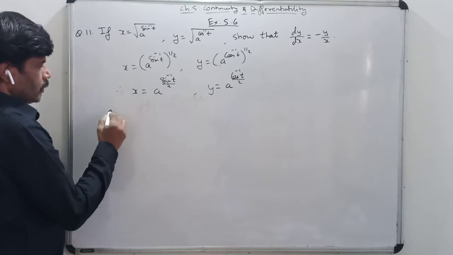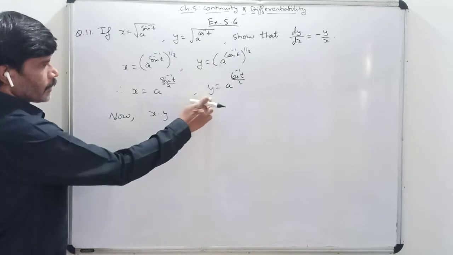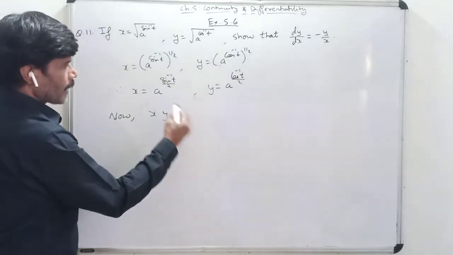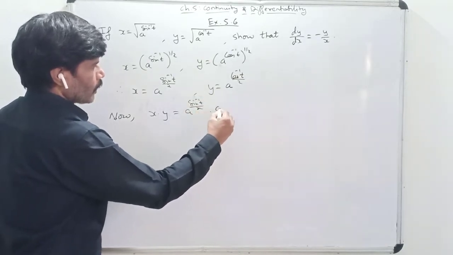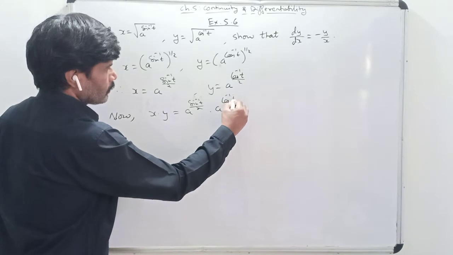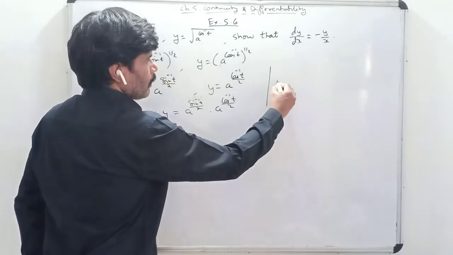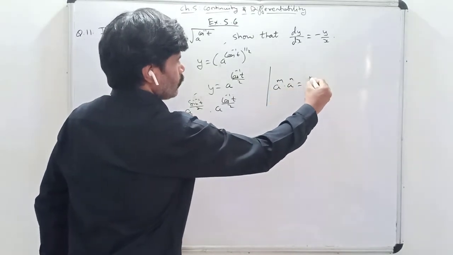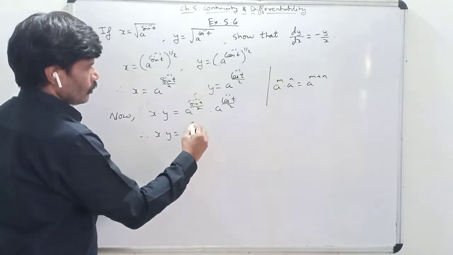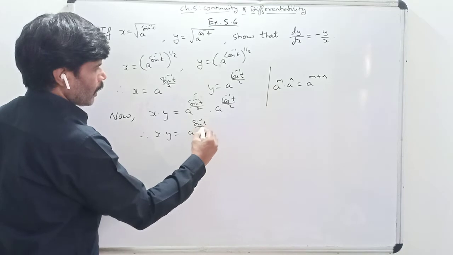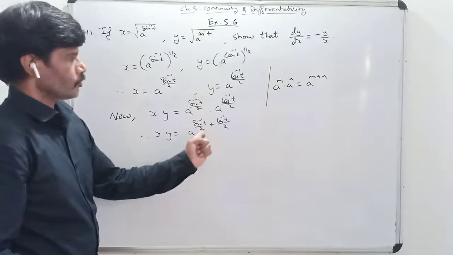Now I will take the product, x into y. When I multiply the left hand side, I will multiply the right hand side also. So a raised to sin inverse of t upon 2 into a raised to cos inverse of t upon 2. Now you know a raised to m into a raised to n is a raised to m plus n. So xy will become a raised to sin inverse of t by 2 plus cos inverse of t by 2.